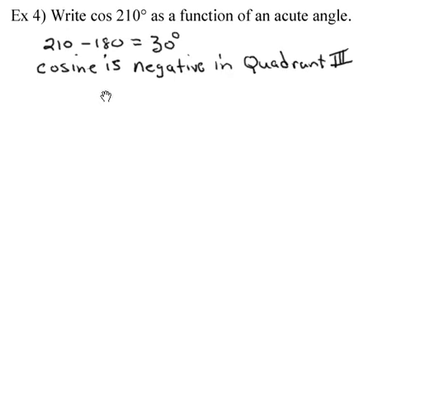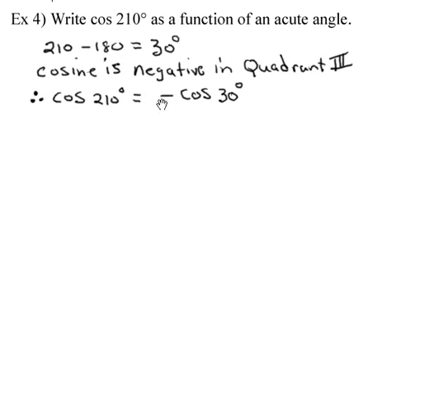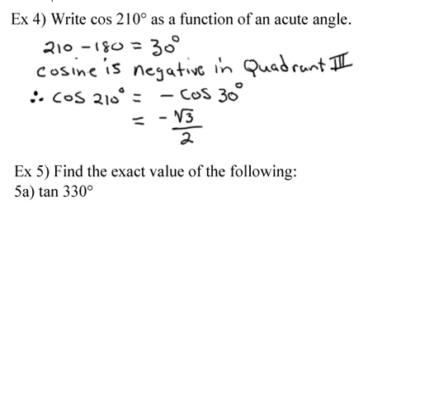And if we remember, all Scandinavians tan carefully. In quadrant 3, only tangent and its reciprocal cotangent are positive. So cosine, therefore, must be negative. So cosine of 210 degrees is the same as the opposite of the cosine of 30 degrees. And as we recall from our previous lesson, from our 30, 60, 90 triangle, cosine of 30 degrees, you were supposed to memorize. That's the square root of 3 over 2. But in quadrant 3, it's negative the square root of 3 over 2.